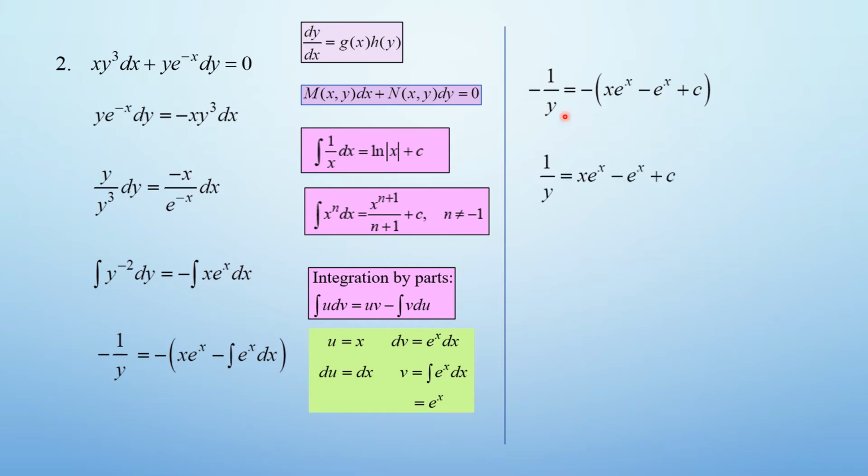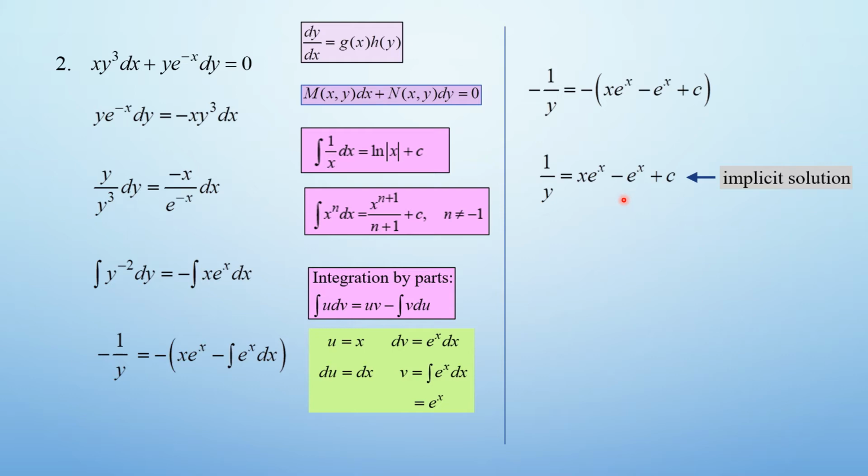After this, we get the following: 1 over y is x e to the power of x minus e to the power of x plus c. Okay, cancel the negative 1 on the left side and negative 1 on the right. This is what we obtain. So notice that this is already the solution for the given separable equation. However, this solution is in implicit form. So we regard this as an implicit solution for the separable equation.